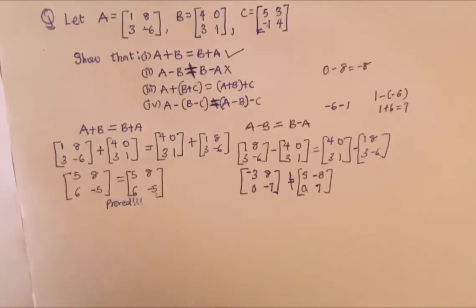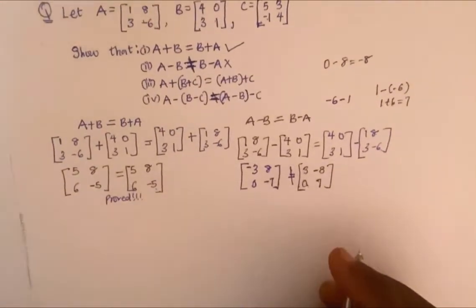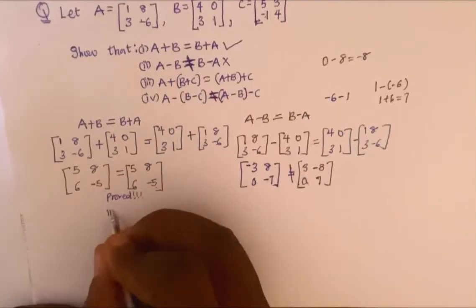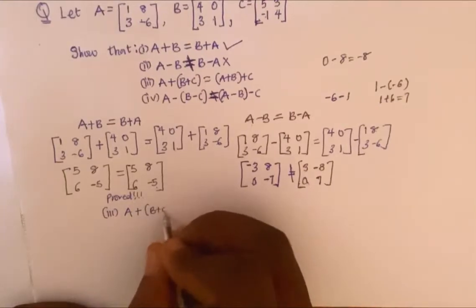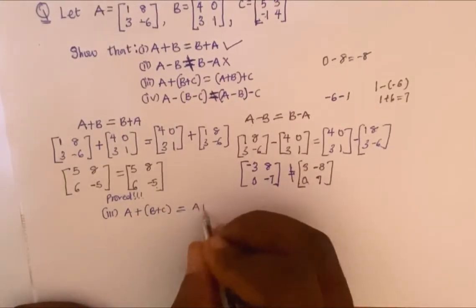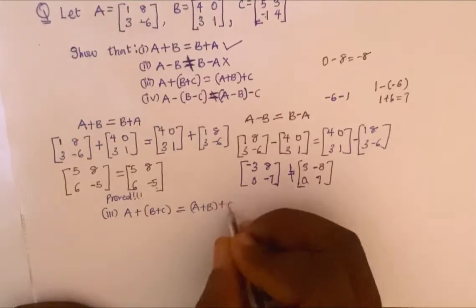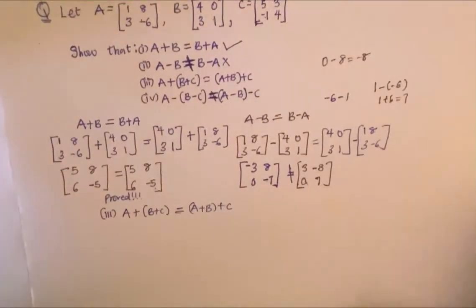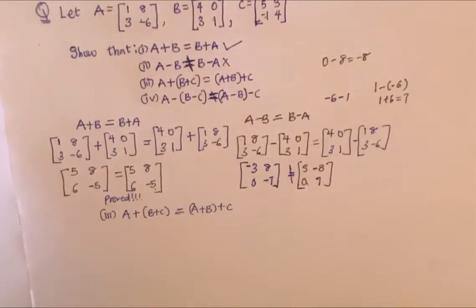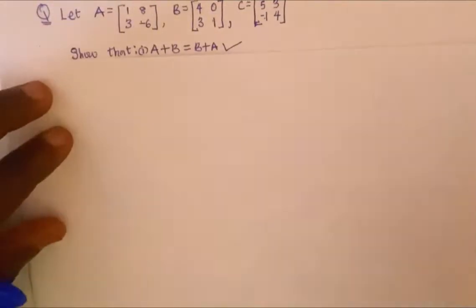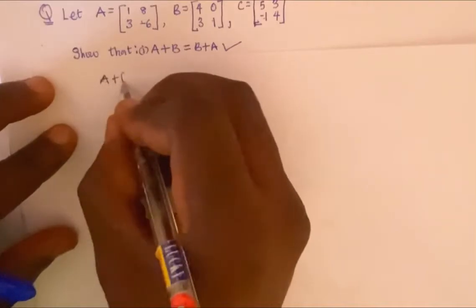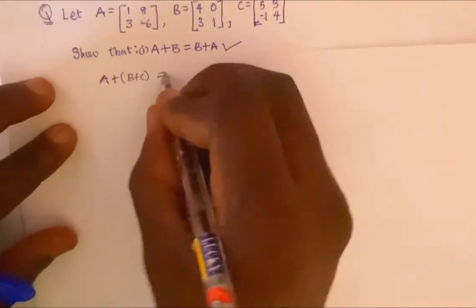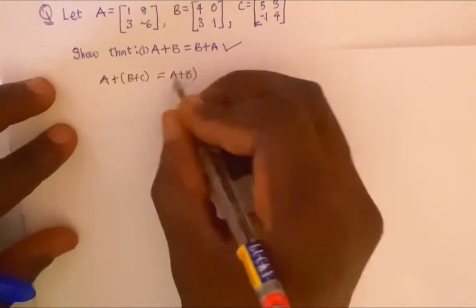Now, let's move to the third aspect. I'm asked to show that A plus the bracket B plus C equals A plus B plus C. I'll be solving it on a separate white paper here because I don't have space. So now my A is this. I'm asked to show that A plus (B plus C) is equal to (A plus B) plus C.